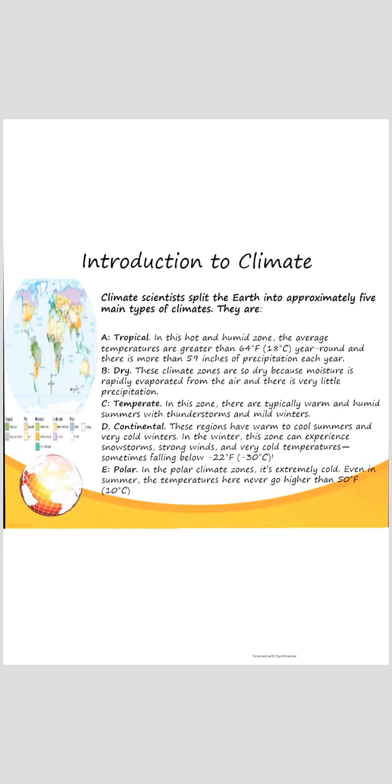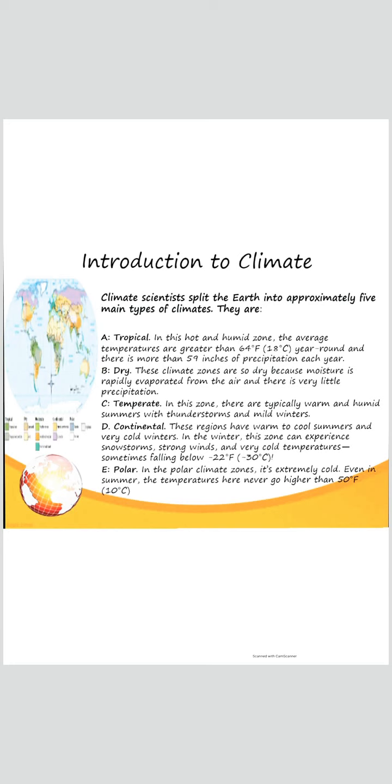The scientists have categorized the climate into 5 major parts. Tropical: in this hot and humid zone, the average temperatures are greater than 64 degrees Fahrenheit all around the year. Dry: these climate zones are so dry because moisture is rapidly evaporated from the air and there is very little precipitation. Temperate: in this zone there are typically warm and humid summers with thunderstorms and mild winters.